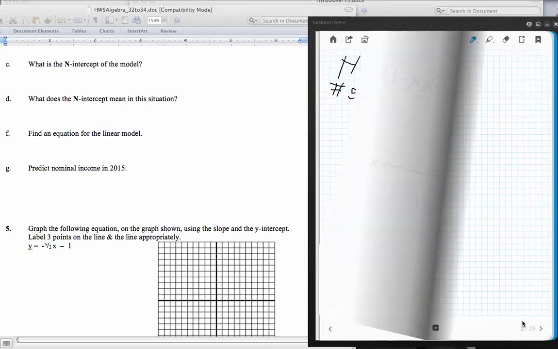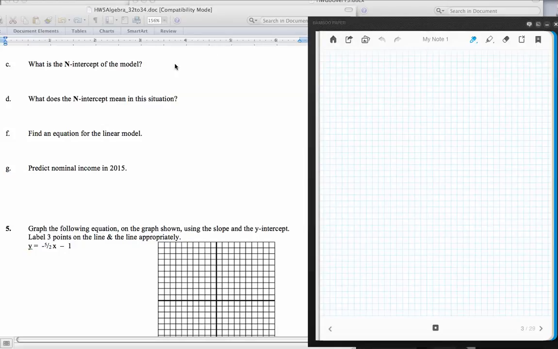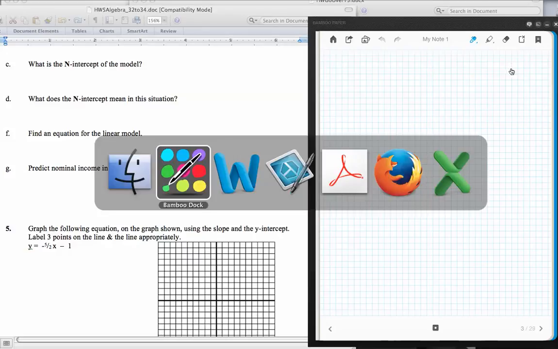So the next problem that I'm going to go over is, let me just pause here for a second and figure that out. Just give me a second.